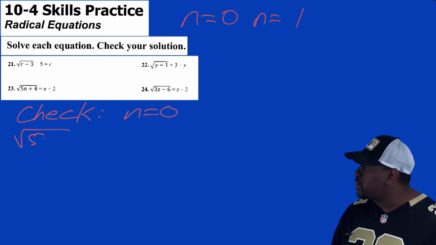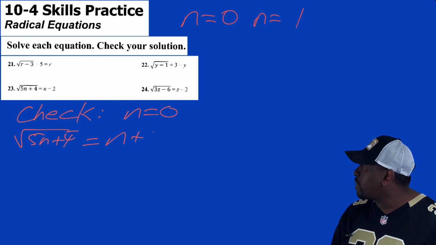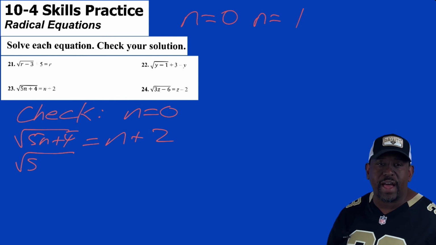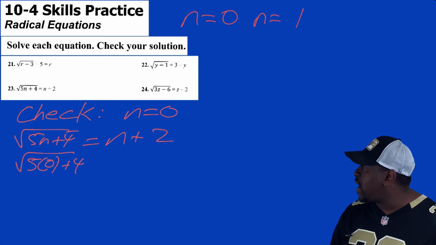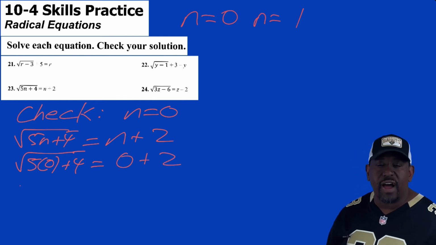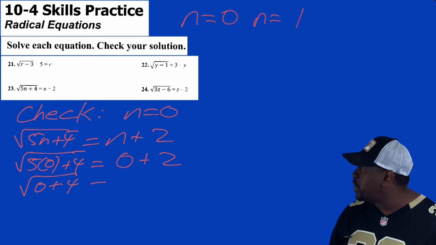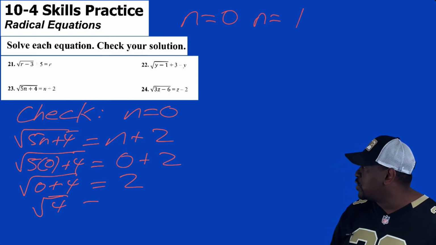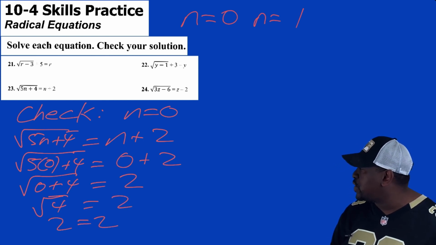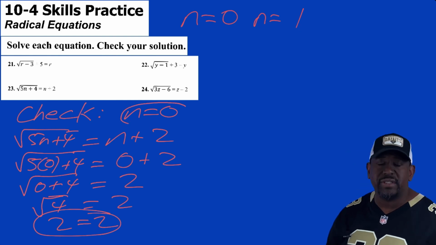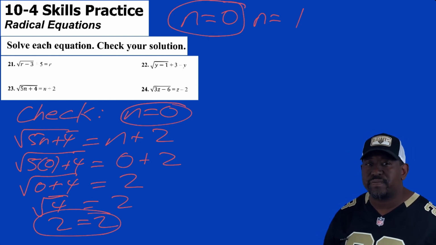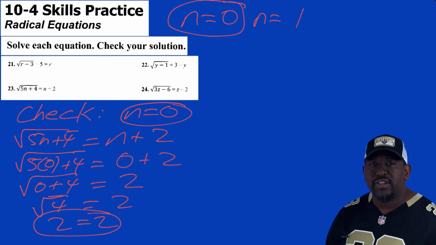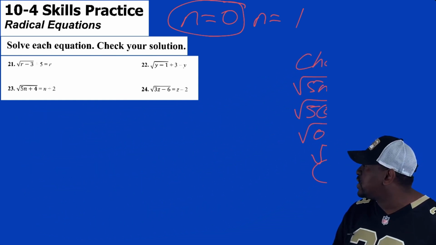So we'll start with n equals 0. We write the original equation. We substitute 0 for both values of n. On the left side, you have the square root of 5 times 0 plus 4 equals 0 plus 2. 5 times 0 is 0, so you have the square root of 0 plus 4, which is 4. Square root of 4 is going to equal 2. The right side is 0 plus 2, which is 2. Both of them are equal, and so that means n equals 0 is a valid solution. So we circle it. Now we have to check our second solution, which is n equals 1.